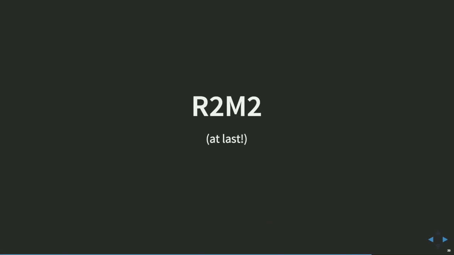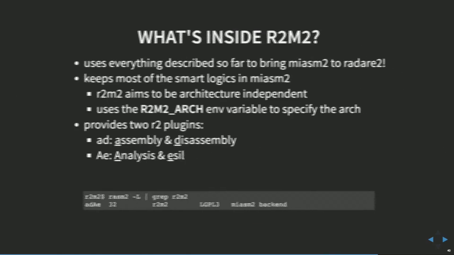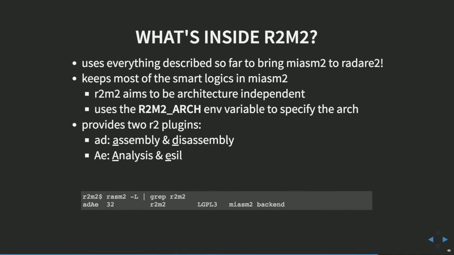Okay. So at last, r2m2. R2M2 uses everything I described so far to bring MySM to R2. Again, it keeps most of the smart bits in MySM. And at the end, it provides two plugins. The first one is called AD, for assembly and disassembly. That's the same stuff you can do in pure Python. But the most important part is the AE plugin, analysis and ESIL. If you have R2M2 installed on your laptop, device, or computer, you can call rasm2 -L and check that R2M2 is actually providing AD and AE features.